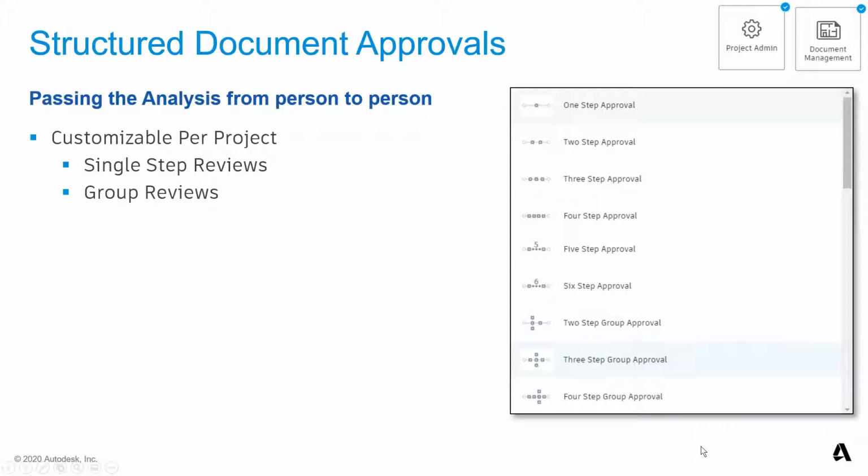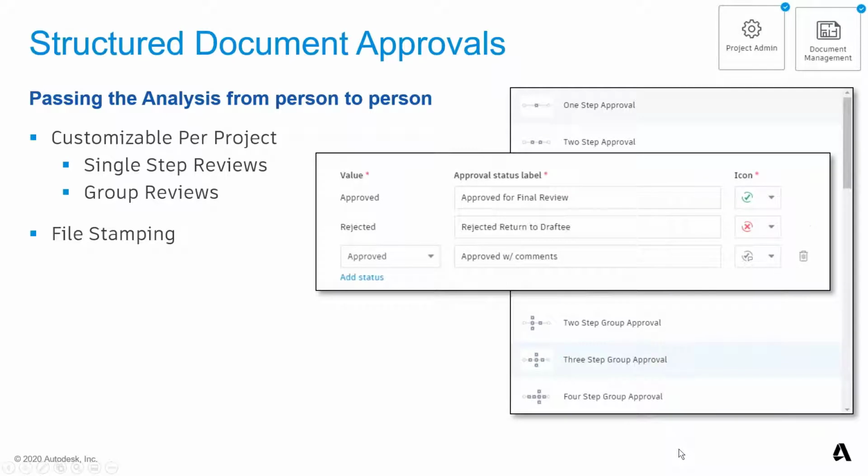It's similar to what you get with Vault with approval workflows. This way it's all in the cloud and pretty easy to set up. I've also got file stamping in here so that you can see the statuses within Docs on the approval process and how that's moving through.